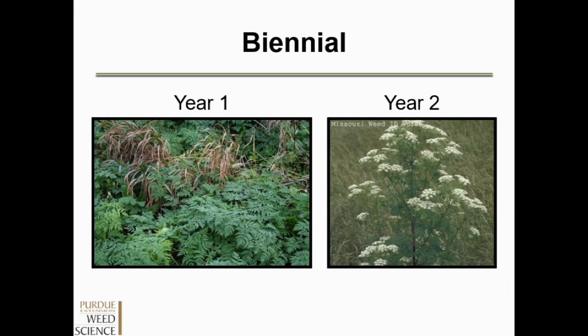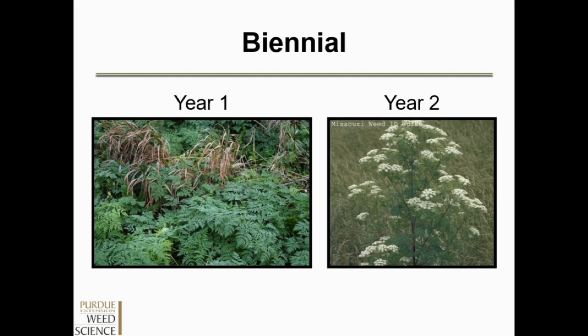There are a number of biennials that we try to manage every year. Not so much in the corn and soybean crops. Typically, since we either till or use herbicides at the beginning or end of a year, these biennials don't persist that often in a row crop situation. But one weed that we get calls on every year is poison hemlock. So this is one of our biennials.